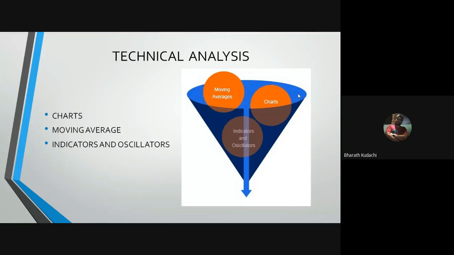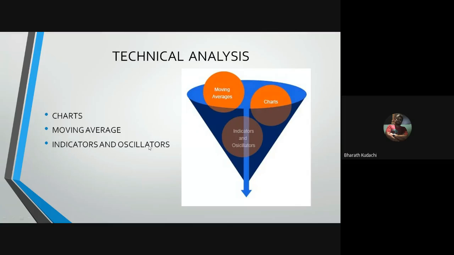So what are the parameters that he is using to trade? They are charts, moving averages, indicators, and oscillators. Basically there are different types of charts like line chart, bar chart, and candlestick diagram. Then moving average. What is a moving average? It is an average that we take out. Why it is called moving, you'll come to know. I'll be explaining it in a later part, where we'll take a live example of a company and perform all these tasks.